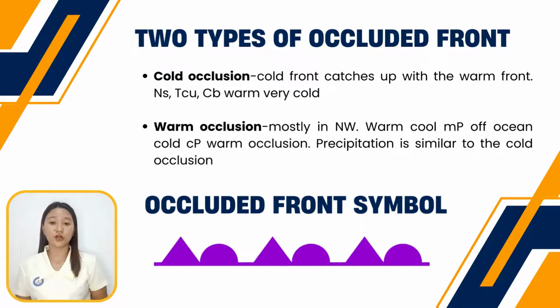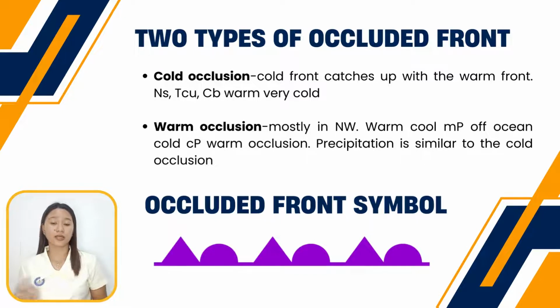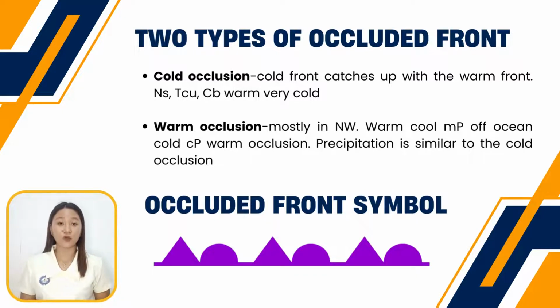So, in a cold occlusion, the cold air mass overtaking the warm front is colder than the cool air ahead of the warm front and flows under both air masses. In a warm occlusion, the cold air mass overtaking the warm front is warmer than the cool air ahead of the warm front and rides over the colder air mass while lifting the warm air.